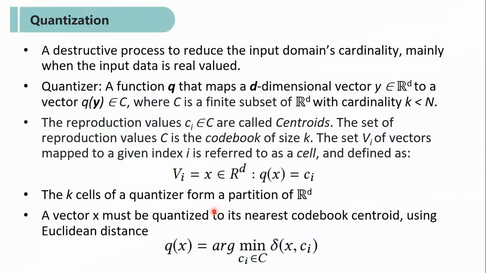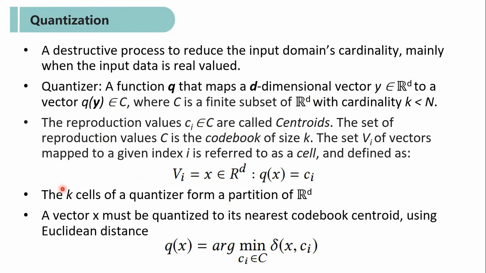So quantization is a destructive process to reduce the input domain's cardinality, mainly when input data is real valued. So a quantizer is basically a function that maps a d-dimensional vector to a vector that has low cardinality and to another set C, which is a subset of the vector space. So the reproduction values Ci belonging to C are called centroids, and the set of reproduction values is called a codebook of size k. So the vectors Vi mapped to a given index are referred to as a cell. So the k cells of a quantizer form a partition of Rd.